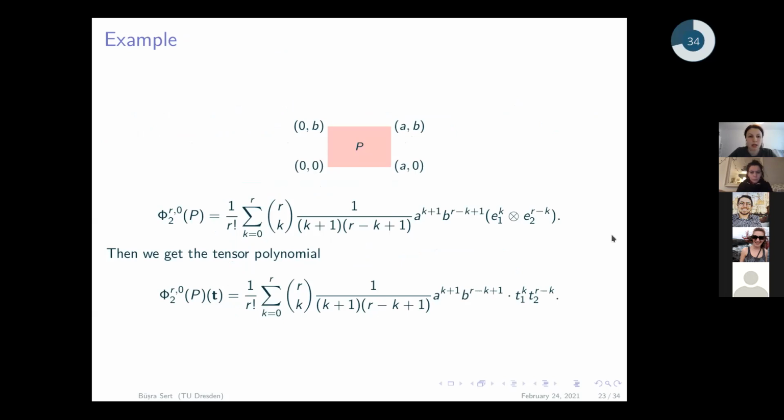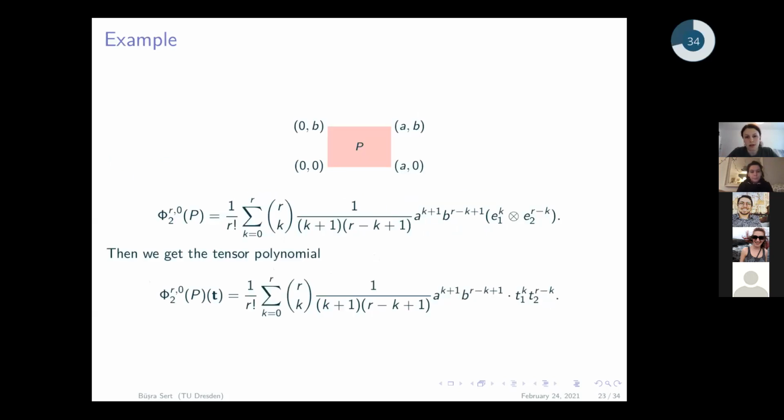For example, I already did this example, but in that example we were just using the normal tensor expression. When we use the expression with monomials, with these multinomial coefficients, then we can express them like that. And to obtain this tensor polynomial, we just substitute here ti instead of ei, and we take normal multiplication.